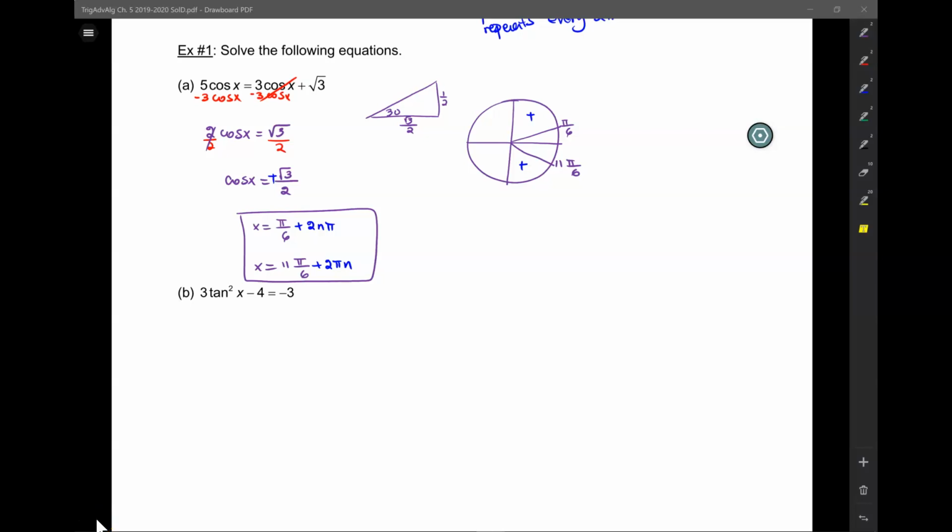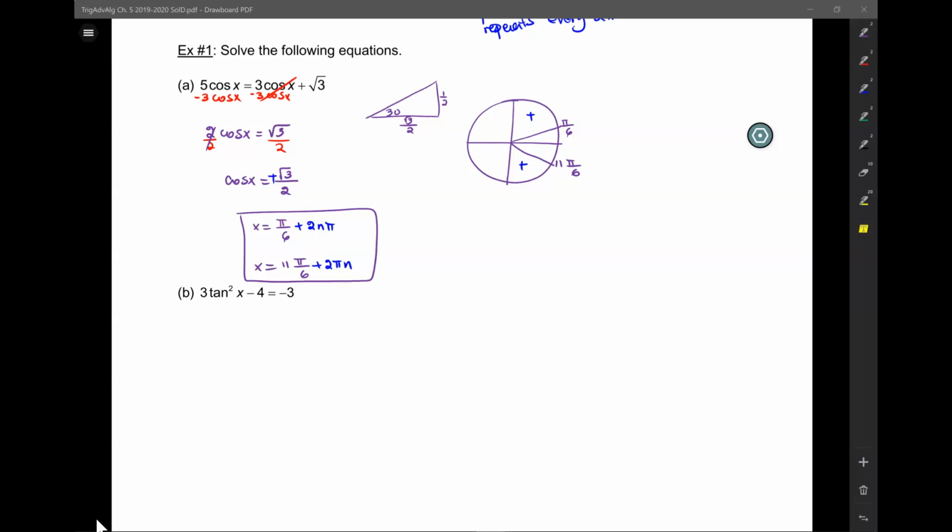And so, you know, we isolated the term with the x, right? And we got a simple equation like cosine is equal to root 3 over 2. And then we asked ourselves, for what angle is cosine root 3 over 2? We found that it was pi over 6, but we had to look in different quadrants where cosine is positive to get our two values.